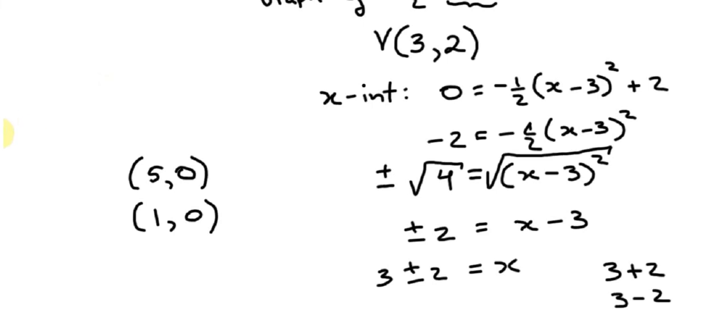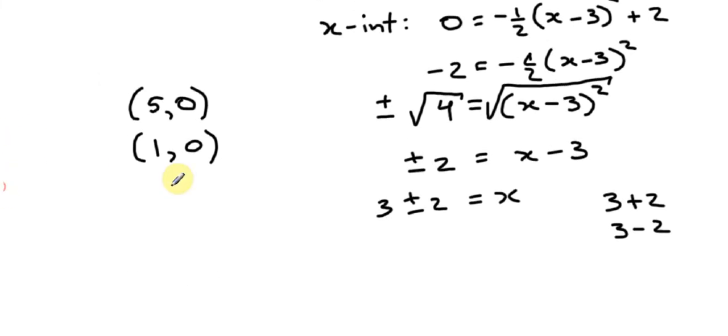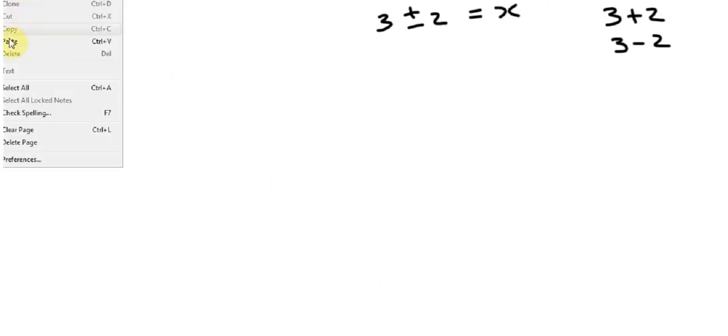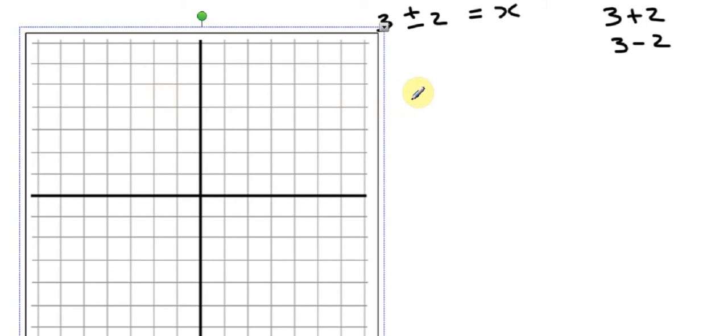So I'm just going to move the page down a little bit, and then we're going to paste in a grid and work with that. So let's paste it in. Okay, there's our grid, and let's plot our points. The vertex we had was at 3 and up 2, so it's up here. And we have the x-intercepts at 1 and at 5.